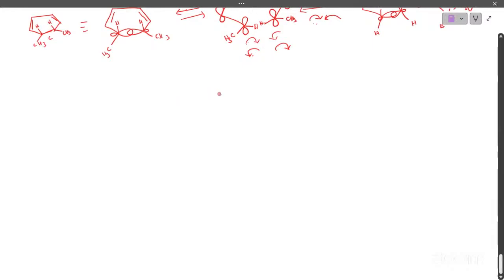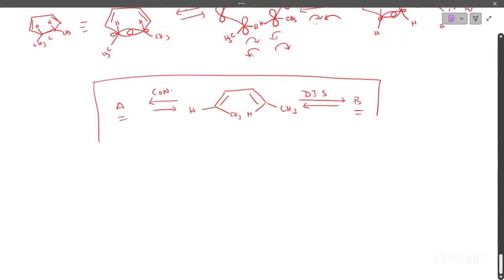For your practice, I am giving an example: the hydrogen and methyl, hydrogen and methyl. Please predict the products of disrotatory electrocyclization and conrotatory electrocyclization. What are the products A and B? Complete the reaction and post it to me in the WhatsApp group. This is your work. And another example.